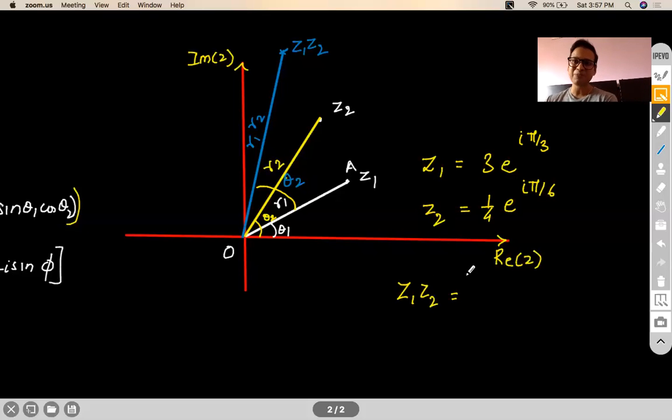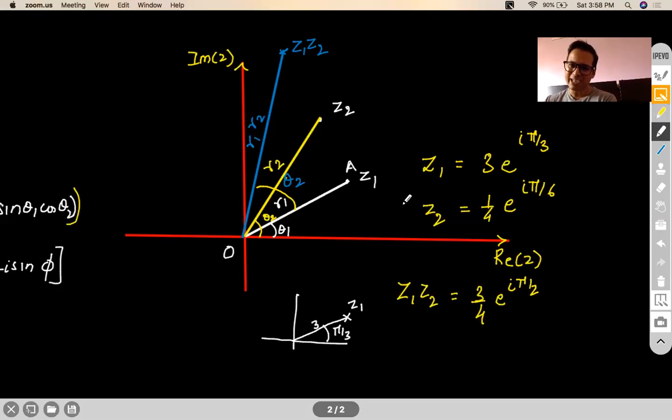You get a complex number whose argument would be pi by 3 plus pi by 6, which is pi by 2, and modulus will be 3 into 1 by 4. So it will be 3 by 4 e to the power I pi by 2, right? So what you did, I'm just going to draw it in a very small version. So this was your Z1 earlier. Okay, this angle was 60 degree, pi by 3 you can say. Okay, and this distance was 3 units.